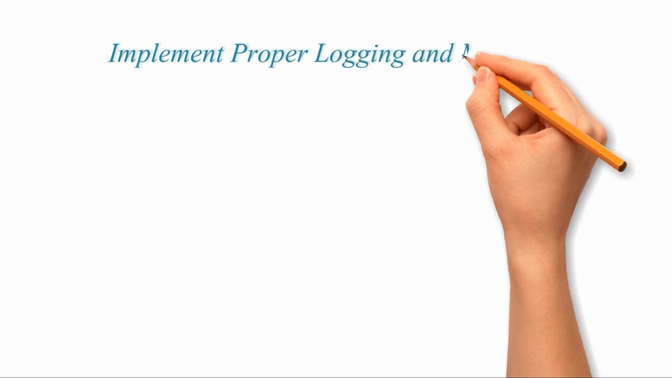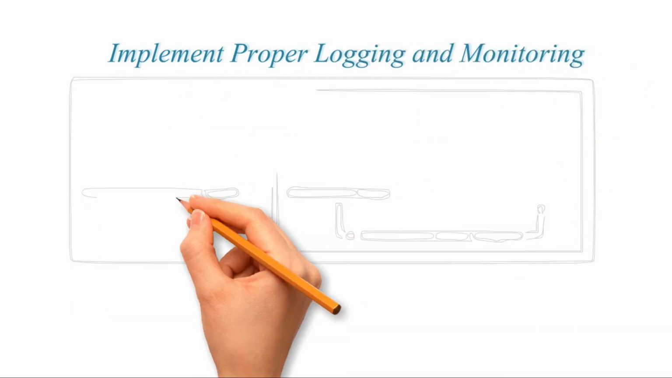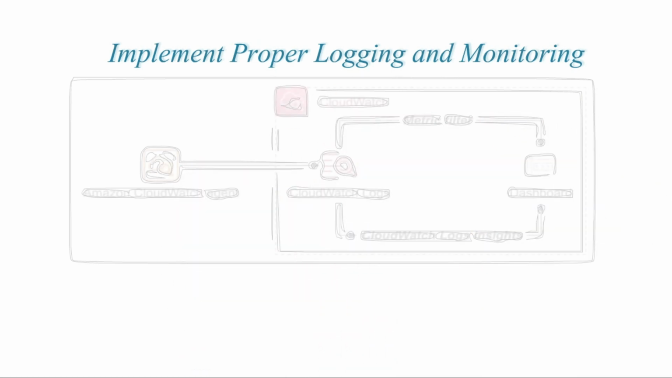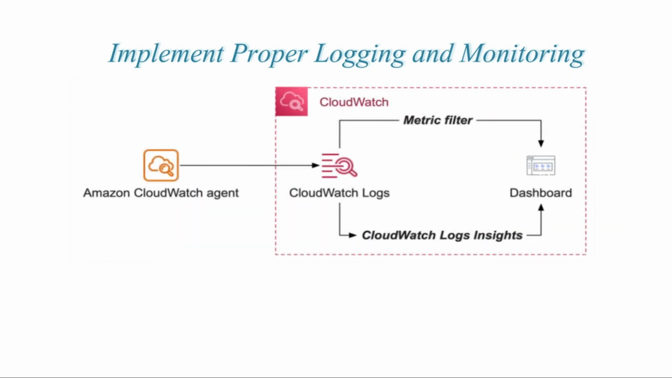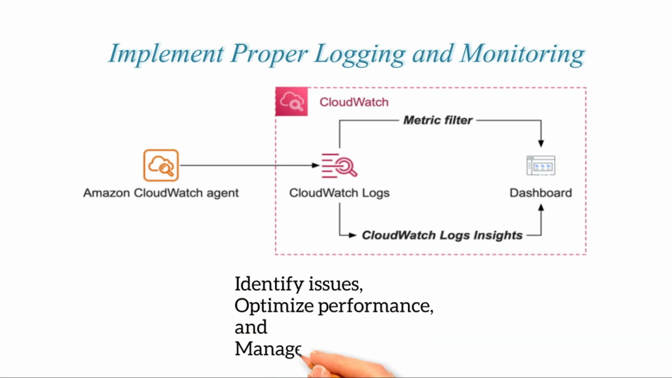Third, implement proper logging and monitoring. Utilize AWS CloudWatch logs and metrics to collect and analyze function logs and metrics. This helps identify issues, optimize performance, and manage costs effectively.